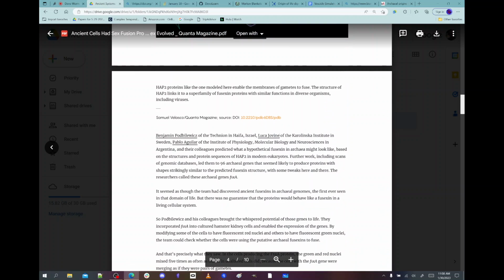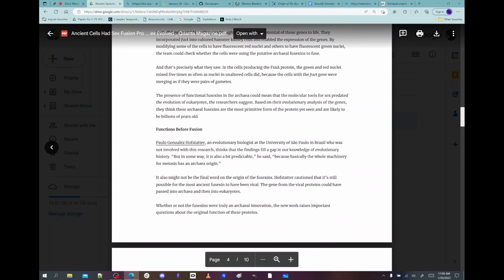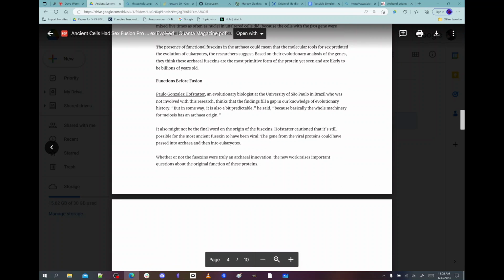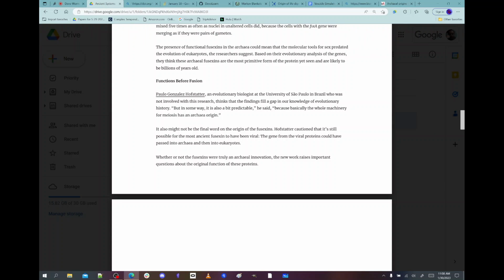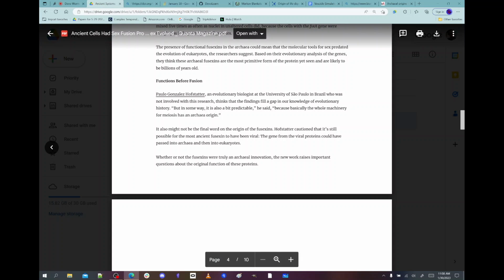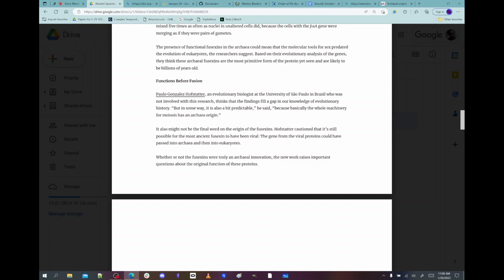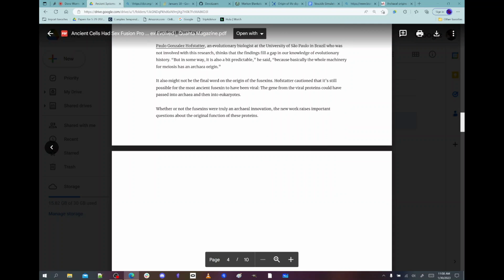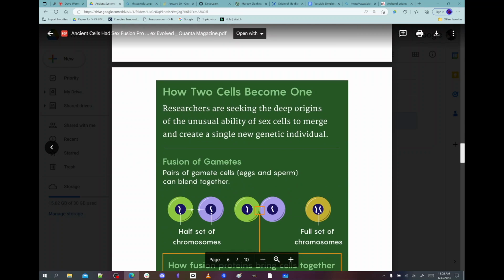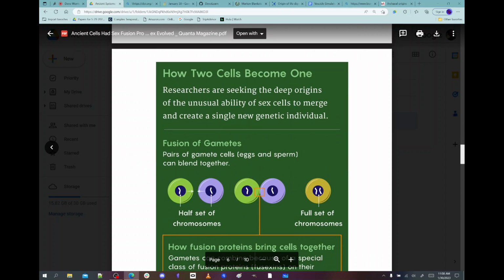So they talk more about this. They talk about functions before fusion. But in some way, it's also a bit predictable, because basically the whole machinery for meiosis has an archaeal origin, which is interesting. We don't really think of meiosis as having an archaeal origin, but here using molecular data, that's what they found. And so they have this figure, how two cells become one.